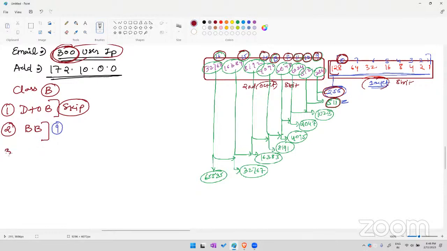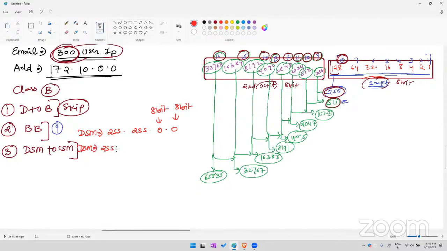Now third task. Third task is default subnet mask to CSM. How to convert? So class B default subnet mask, first write down 255, 255, 0.0. In this 0, how many bits? 8 bits. So how to represent? 255, 255, 1, 2, 3, 4, 1, 2, 3, 4 dot, 1, 2, 3, 4, 1, 2, 3, 4.